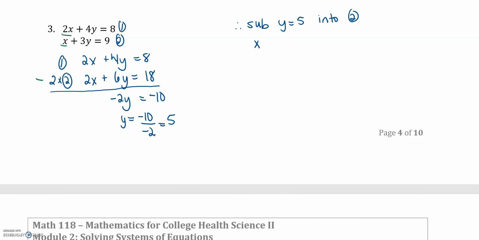So looking at equation 2, we have x plus 3y is equal to 9. Solve for x by bringing the 3y to the other side of the equation, and it becomes negative. And subbing our value of y in, we get 9 minus 15, which is equal to negative 6. Therefore, our solution is negative 6, 5.